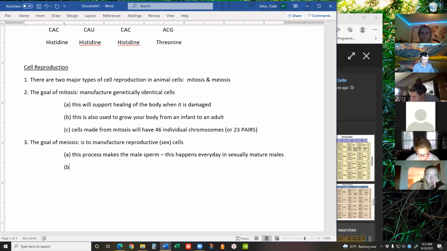Okay. The process of meiosis in women is handled differently. When a bouncing baby girl is born, that bouncing baby girl is already born with all the immature egg cells she will ever need when she grows up and becomes sexually mature. And so the process of meiosis begins before birth in the female body to create immature egg cells.